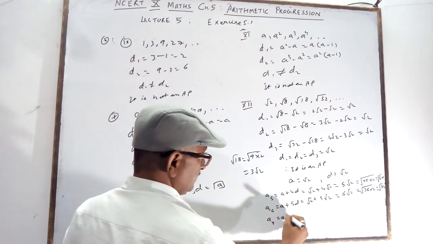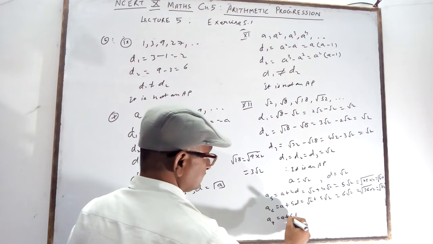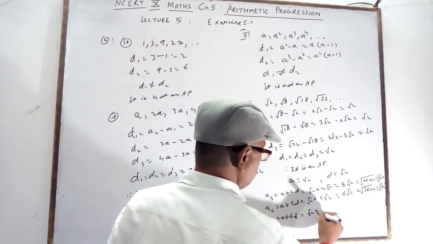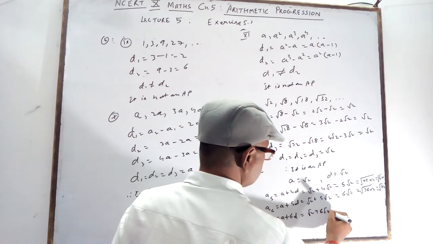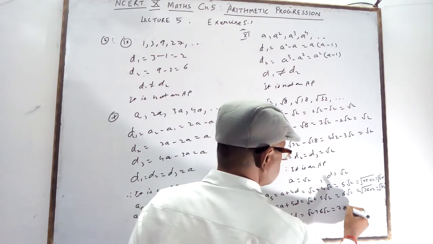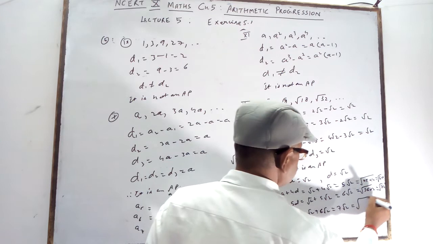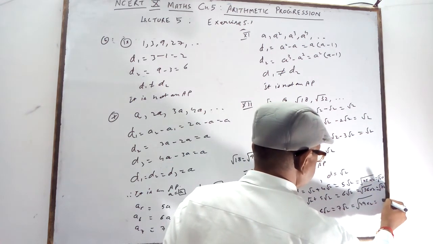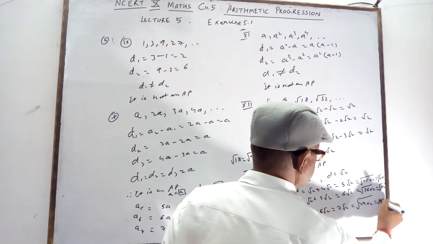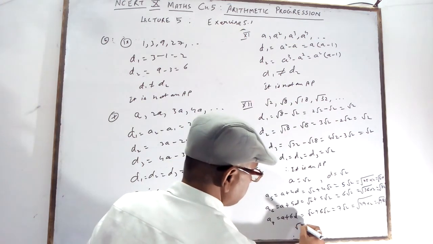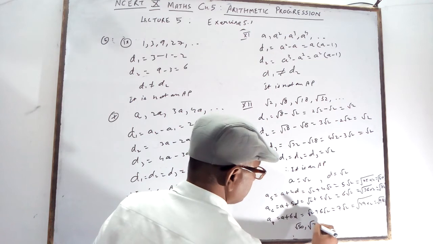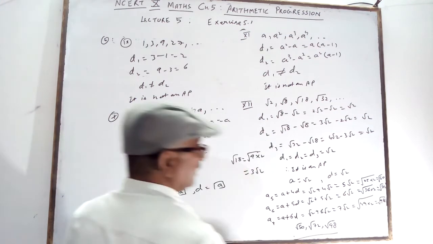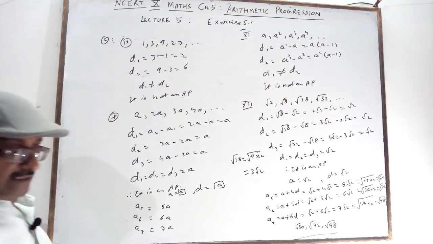a7 is a plus 6d. What is a? Root 2 plus 6 root 2, that is 7 root 2. If you want to write in the same root, 7 into 7 is 49, into 2 is 98. So you can write the next three terms as root 50, root 72, root 98, and the common difference is root 2. Like this you can explain.